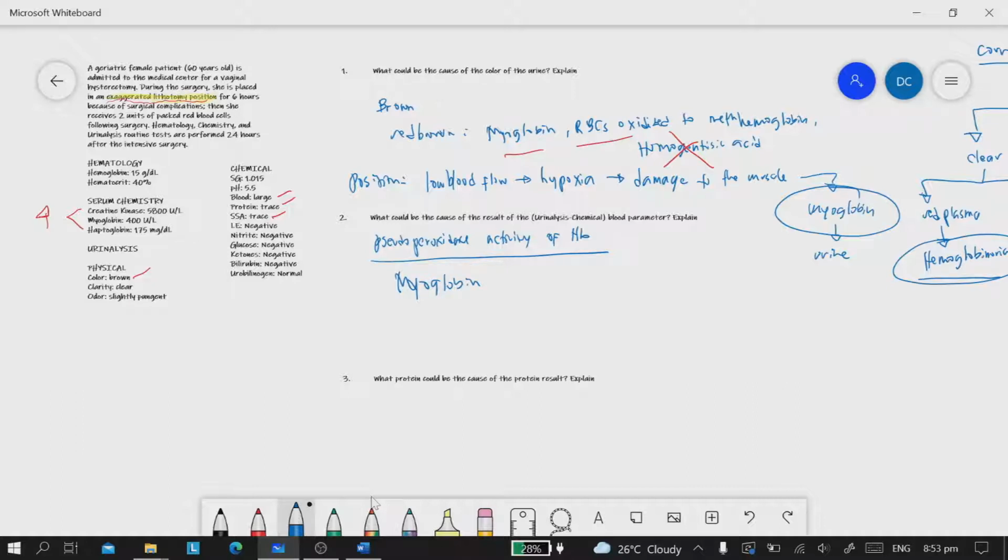Myoglobin also has this pseudoperoxidase activity of hemoglobin. So we do not assume that if the blood on the dipstick is large or 4 plus, it would really mean that there is bleeding or there is hemolysis, no? So it might be that there will be the presence of myoglobin. All right.